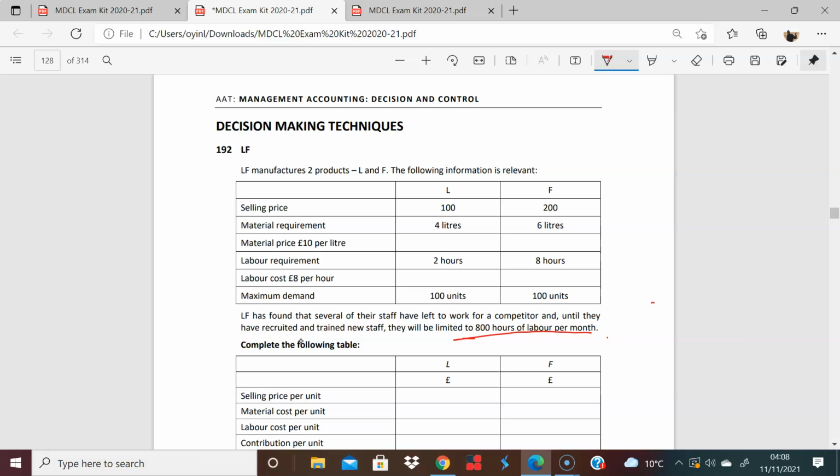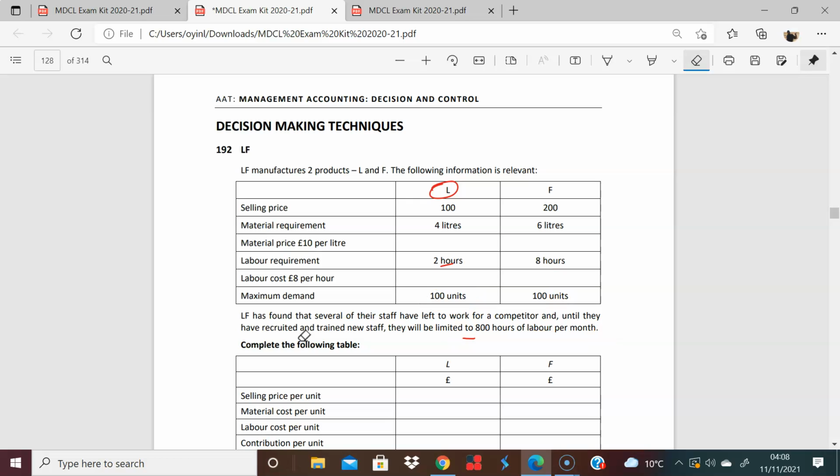You can see here that you only have 800 hours of labor, and generally, you won't have enough to fulfill your full demand of both products that you're trying to make. In this scenario, you need 2 hours for each unit, so that's technically 200 hours, and you need 800 hours for the other. So you literally need 200 plus 800, that's 1,000. You don't have 1,000. You only have 800.